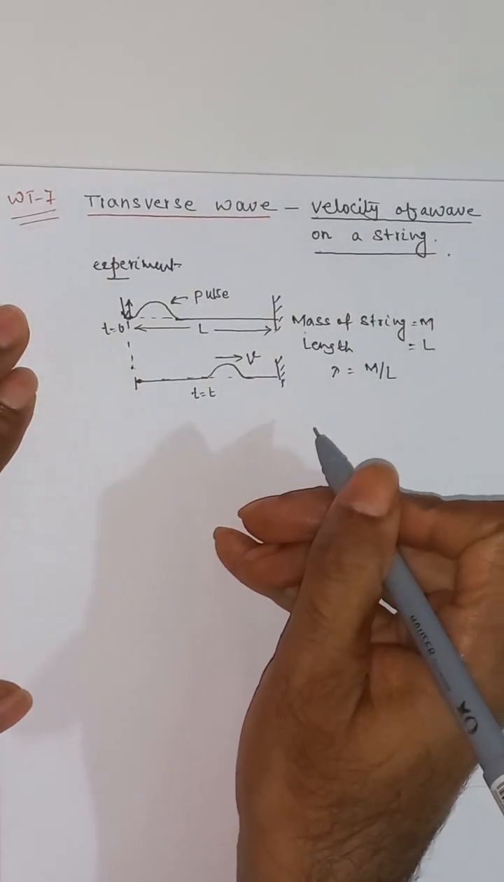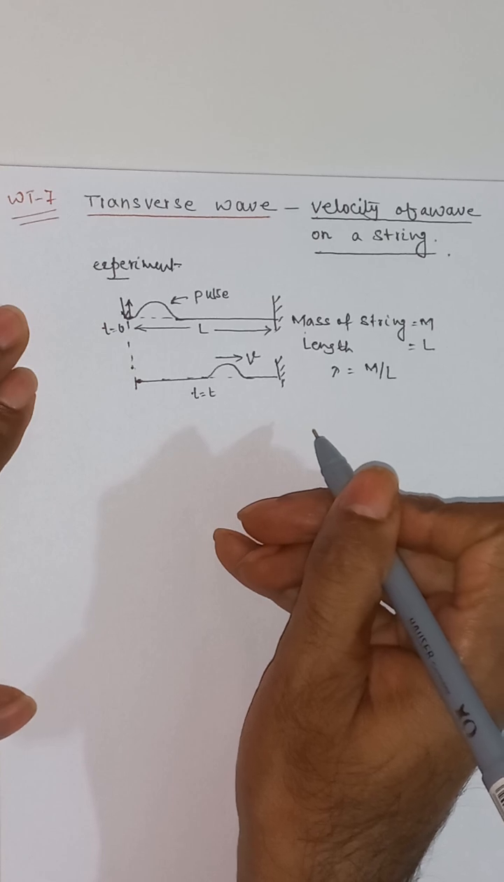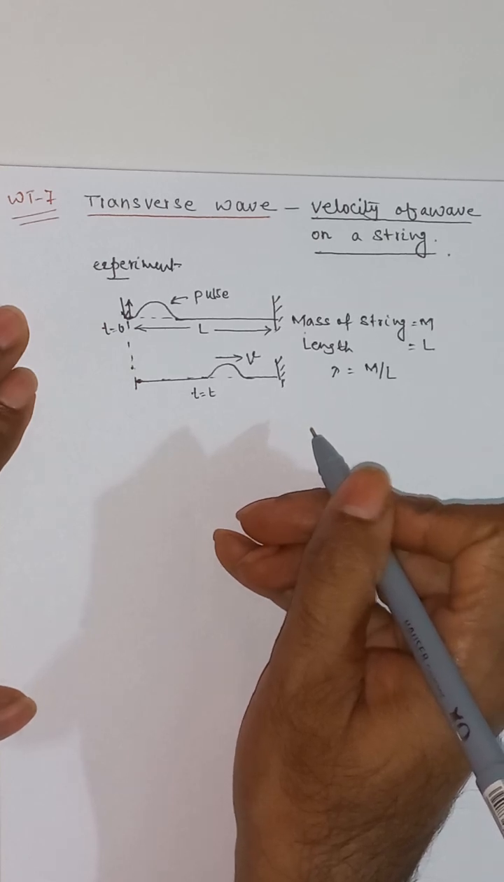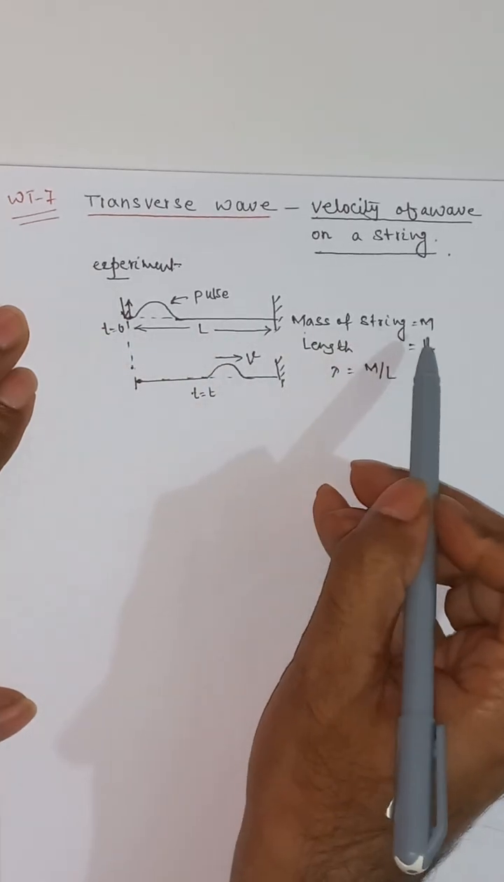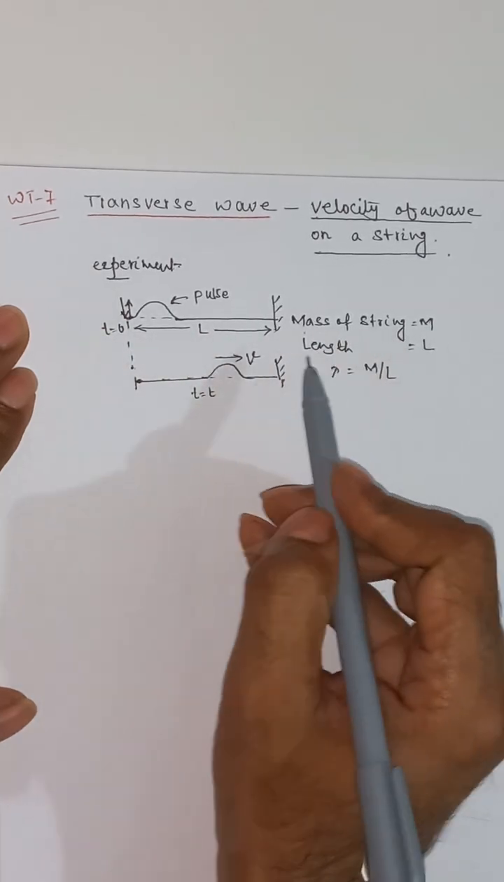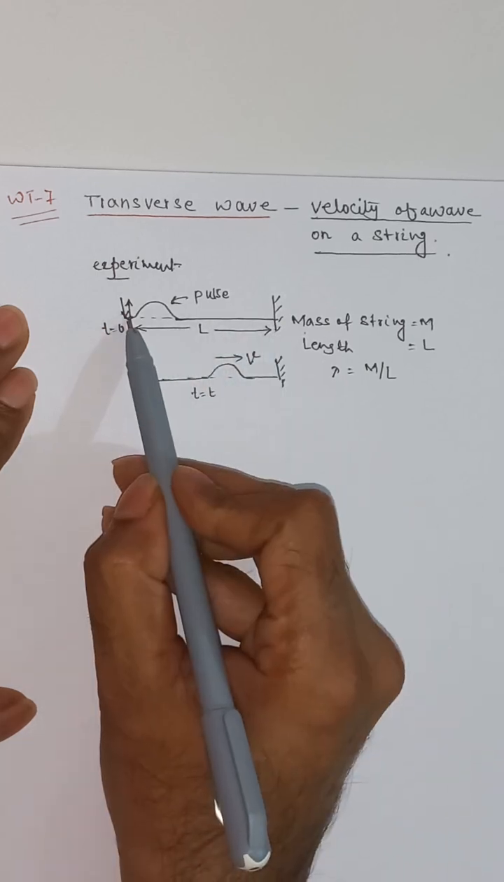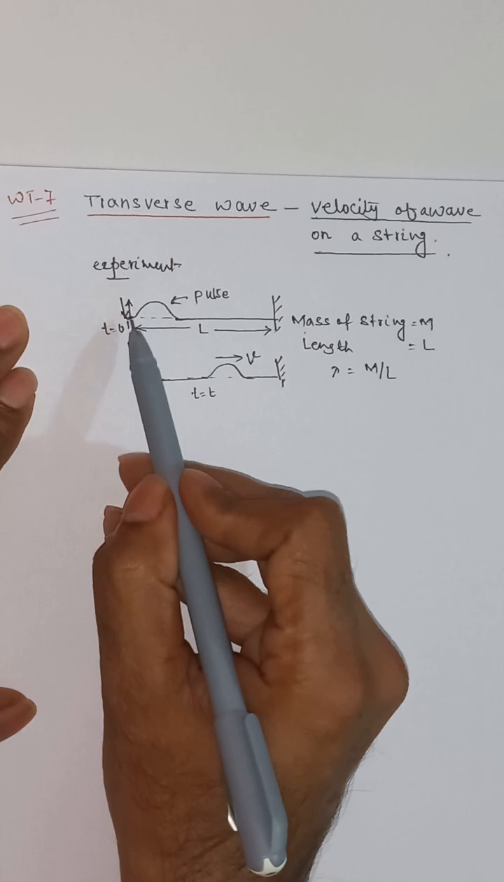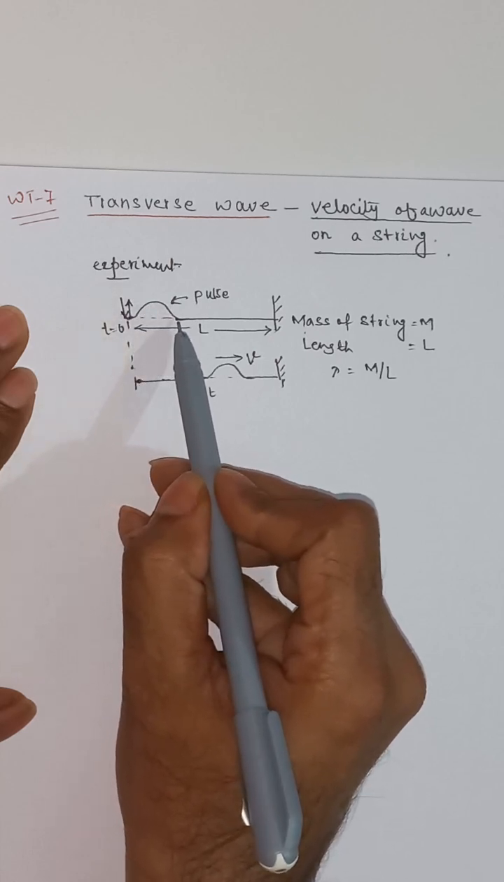How to derive the velocity of a wave on a string. For this we do a simple experiment. We take a string of length L whose mass is capital M, and one end is fixed and the free end is moved up and brought back to the original position. Then one pulse is created.